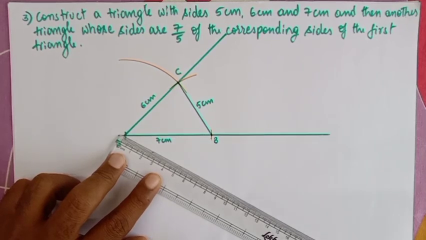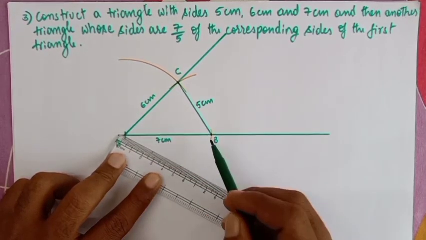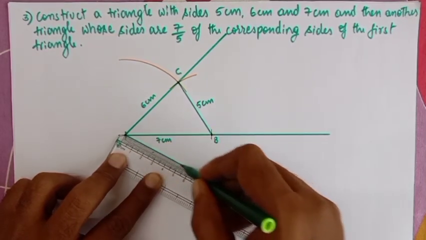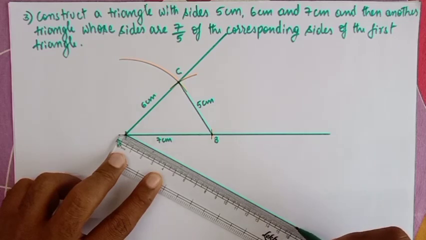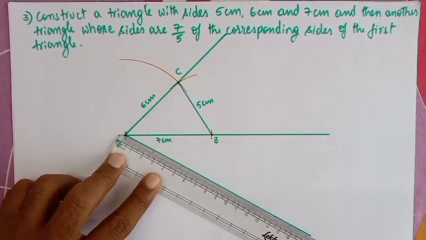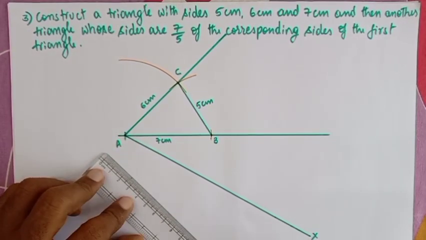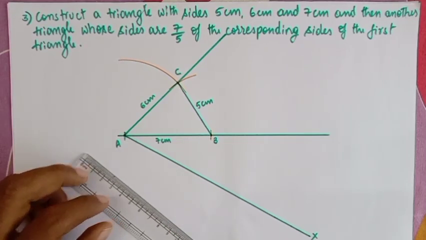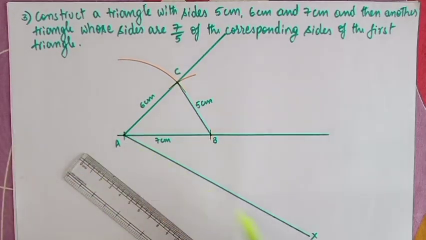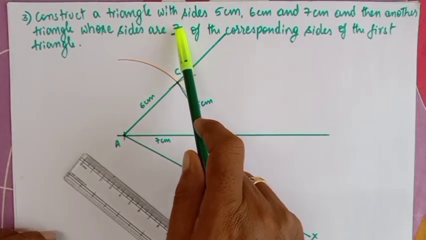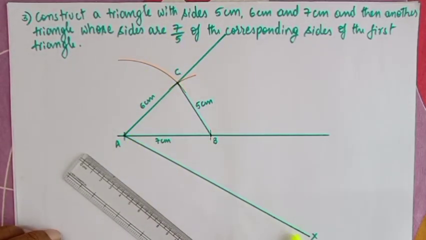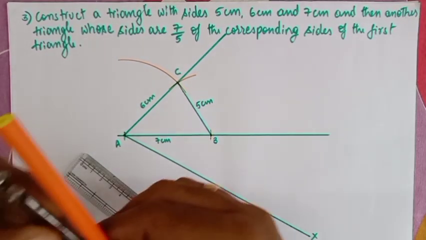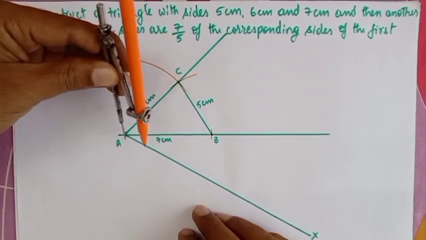Now let me draw a line which forms an acute angle with BA, and let me name it as X. Let this be AX. BAX should be an acute angle. And let me divide this line into, the numerator shows 7, so I will be dividing it into 7 equal parts with the help of the compass.